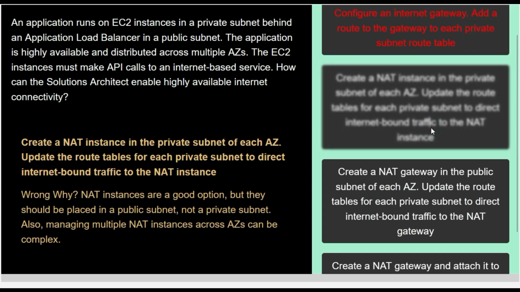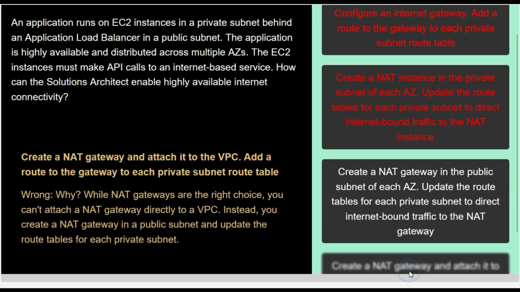Let us go to option number 2. Create an entity instance in the private subnet of each availability zone. Update the route tables for each private subnet to direct internet bound traffic to the entity instance. This is also wrong. Why? Entity instances are a good option, but they should be placed in a public subnet, not a private subnet. Also, managing multiple entity instances across availability zones can be complex. This is why option number 2 is the wrong answer.